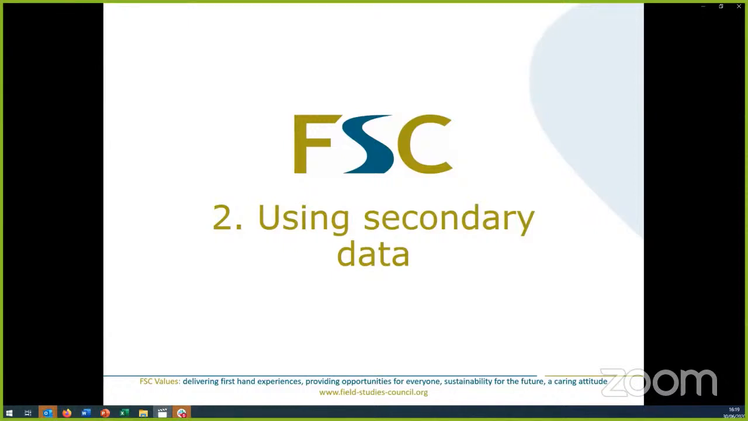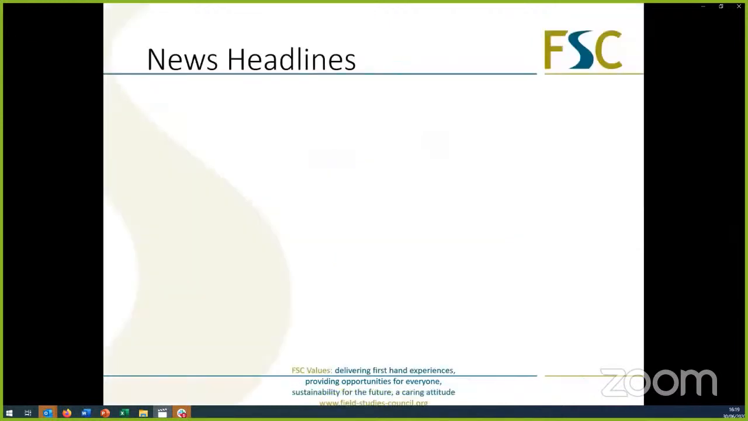We've already looked at various ways of making and recording observations in our first main idea. Next, we will look at our second idea, which is using secondary data to further our independent investigation development. Here are some ideas of how secondary data can be used. The first thing to look at is news headlines. Looking at newspapers or articles can help us to form ideas that might spark our interest.